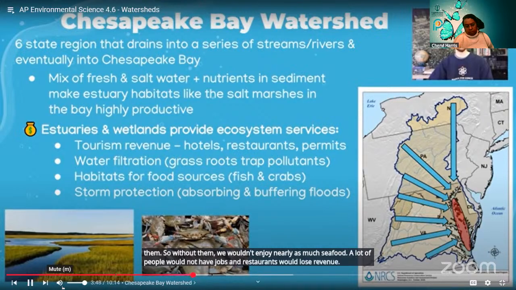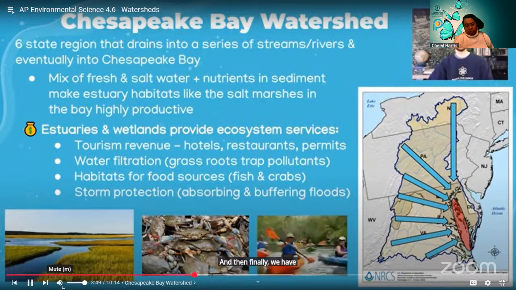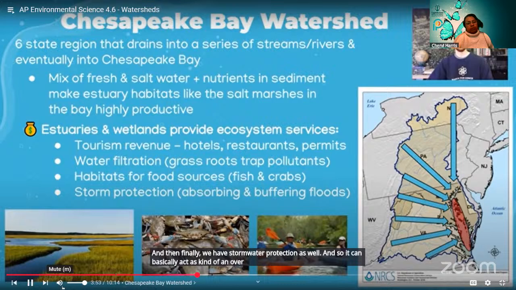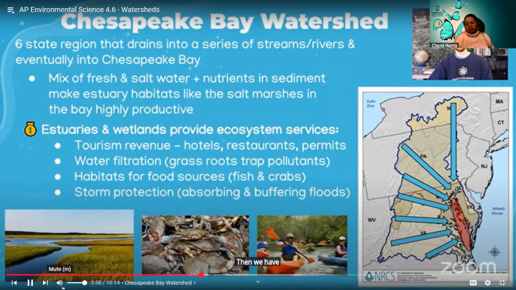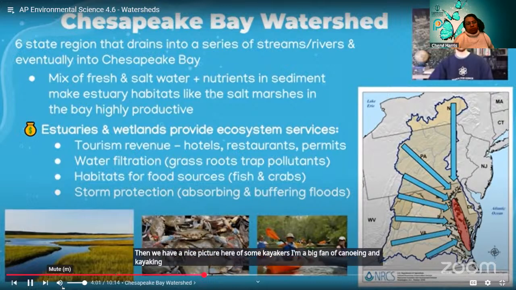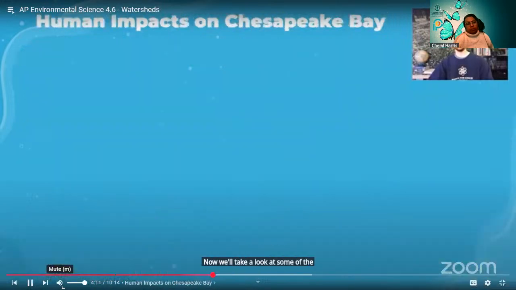And then finally, we have stormwater protection as well. It can act as kind of an overflow or surge protection in the event of a large storm. Then we have a nice picture here of some kayakers. I'm a big fan of canoeing and kayaking, so you can remember that people like to canoe and kayak in these bodies of water, and that's a great way for tourism revenue to flow into an area. Now we'll take a look at some of the human impacts on the Chesapeake Bay ecosystem.